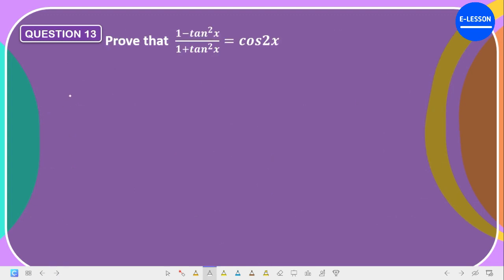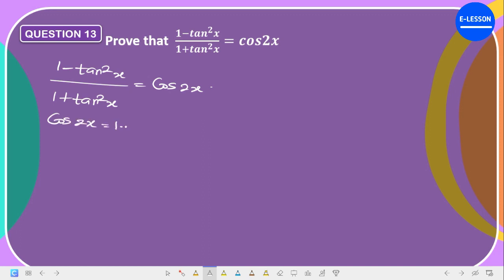Now let's look at this one. Say prove that 1 minus tan square x all over 1 plus tan square x is equal to cos 2x. If you are asked to prove that this is equal to this. Now note, like I told you, you have to take a course on trigonometry in order to understand this better. But for the sake of this assignment, we just have to copy. Now this is cos what? 2x.